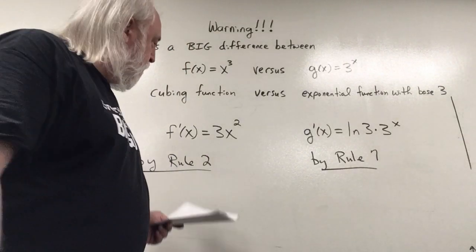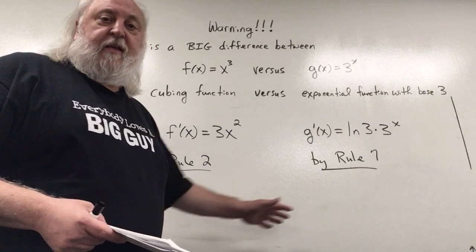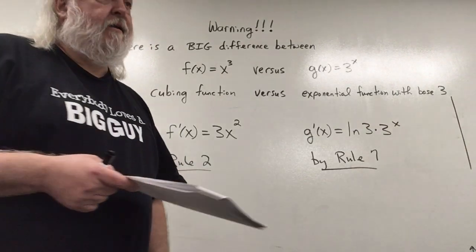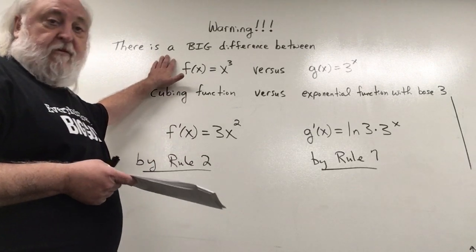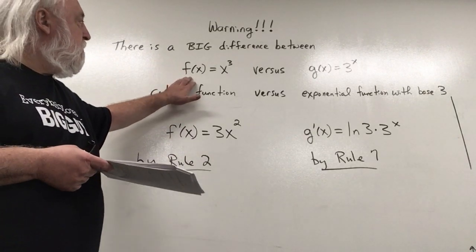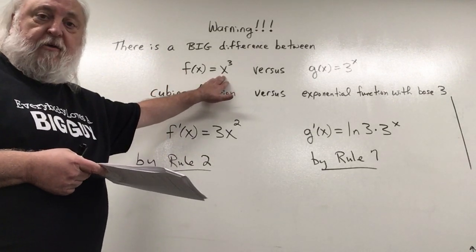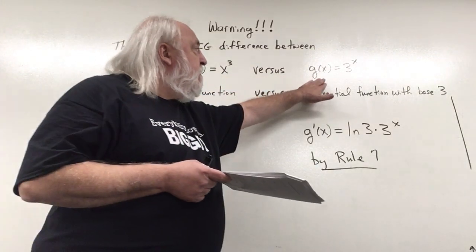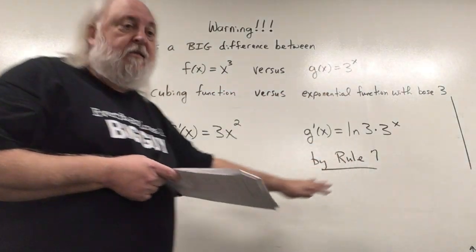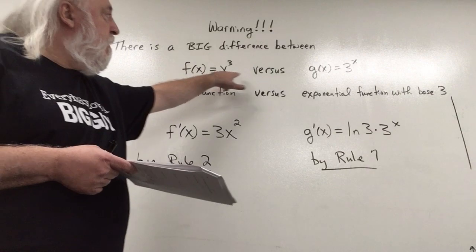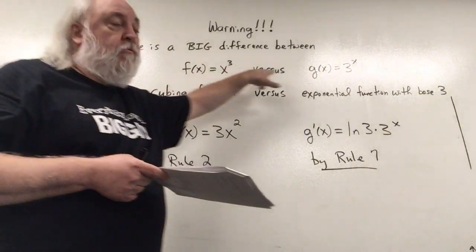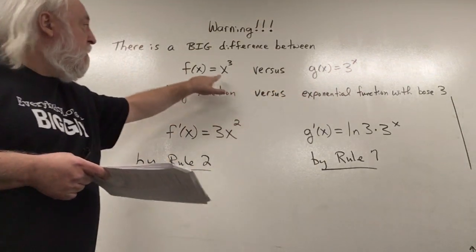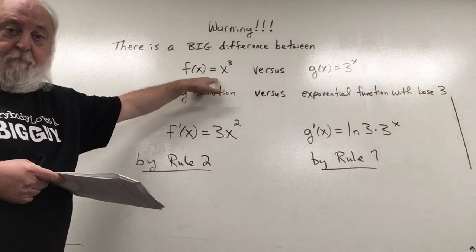We covered rule 2 in the first video and rule 7 in the last video. There is a big difference between the functions f of x equals x cubed and g of x equals 3 to the x. You notice that in the function g of x, the 3 and the x are reversed from the function f of x.